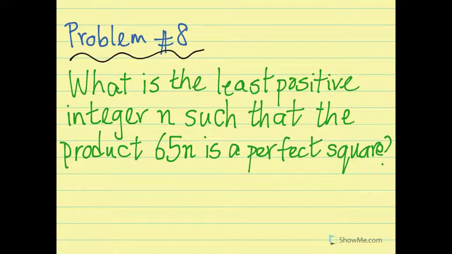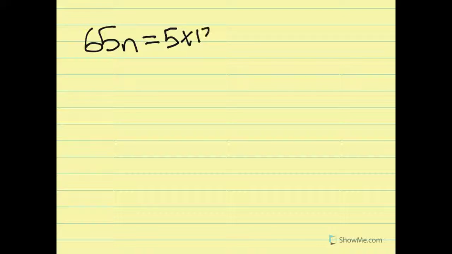Now on to the 8th problem. What is the least positive integer n such that the product 65n is a perfect square? So 65n. We don't know a lot about n, we don't know what it is, but we do know that we can factorize 65, and that's equal to 5 times 13 times n.